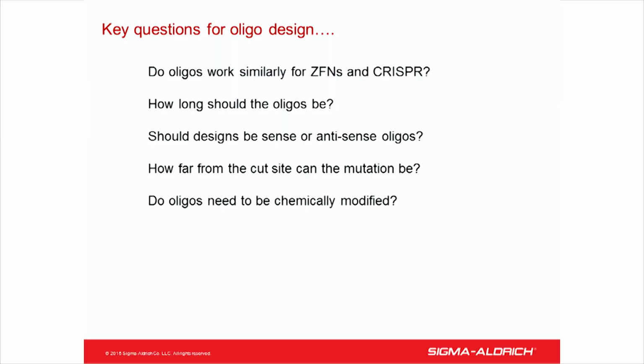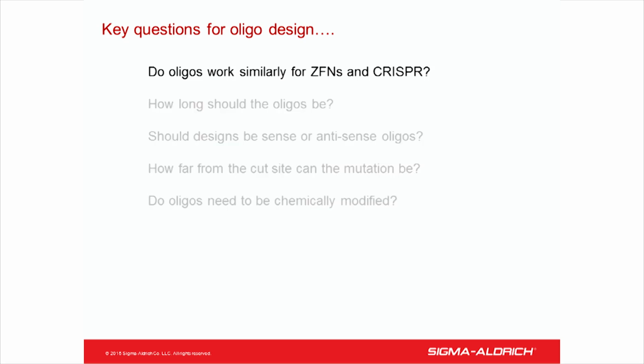Okay, so that worked for ZFNs. So now I'll move on to CRISPR. So this is where I want to get into more of the practical stuff. I'm going to go through all these sort of frequently asked questions that we run into. So, do oligos work similarly for ZFNs and CRISPR? How long should they be? Should it be sense or antisense? How far from the cut site should the mutation be? And then I'll talk a little bit about chemical modifications.